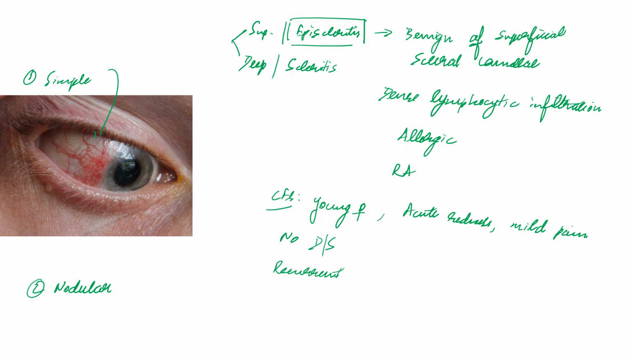This picture shows a case of simple episcleritis. It is also known as diffuse episcleritis. In this case, there will be sectoral or diffuse redness, as you can see in the image, with engorgement of the large episcleral vessels. There can be mild tenderness.